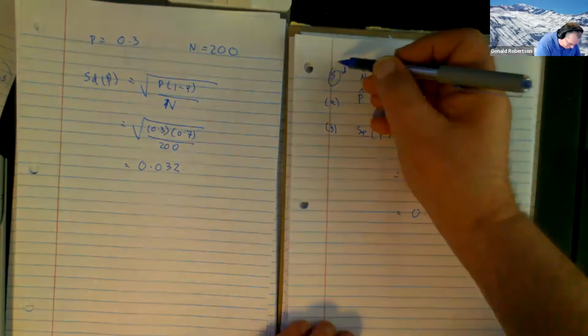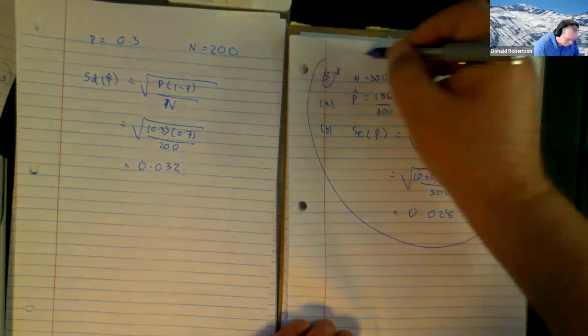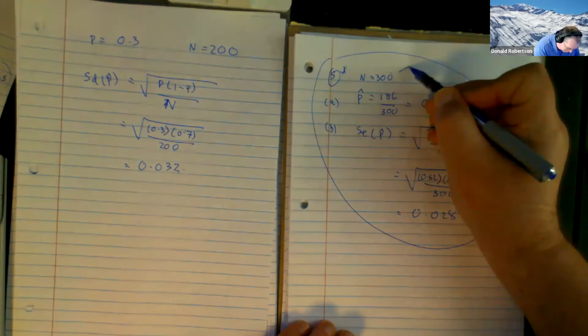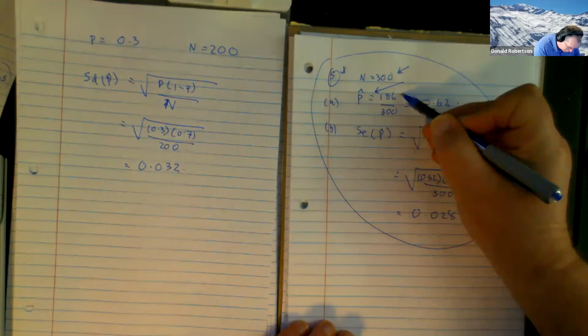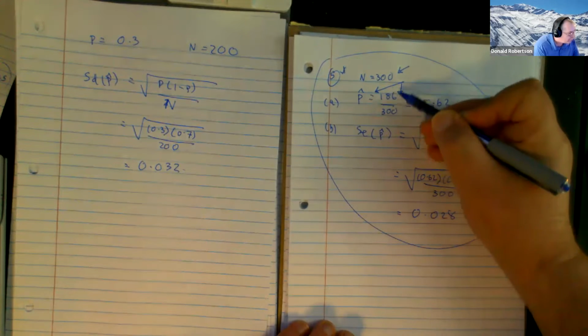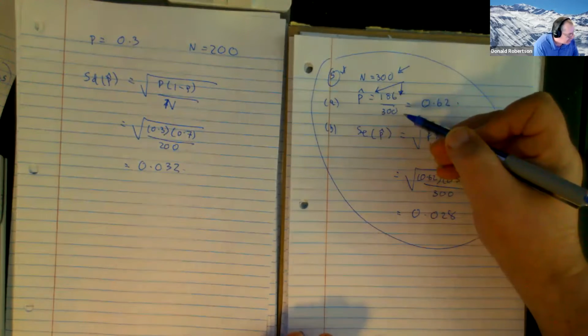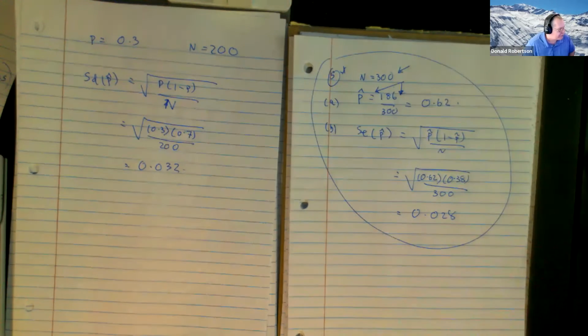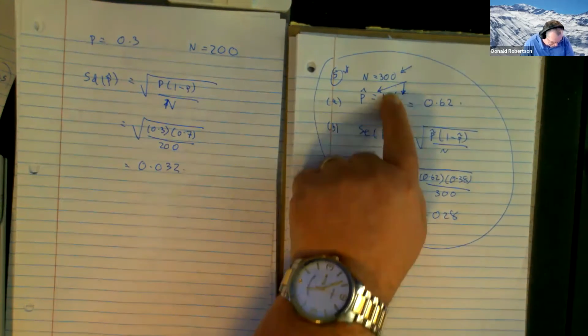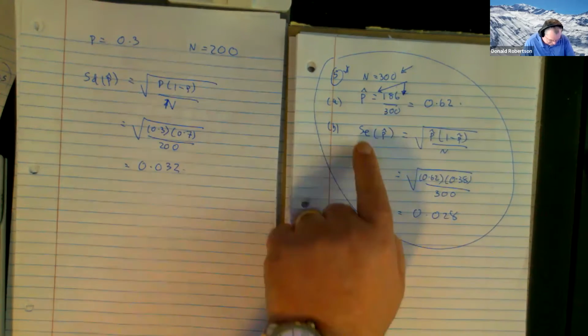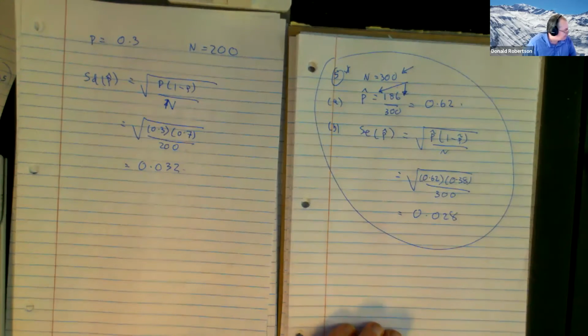Most of the questions now are going to look like this one. You're going to get a sample size, and you're going to get either that given to you as a decimal, or they'll give it to you in the form of 186 people out of 300 said whatever it is they said. And P hat, well, you find what that is as a proportion, and then the standard error, pretty straightforward.